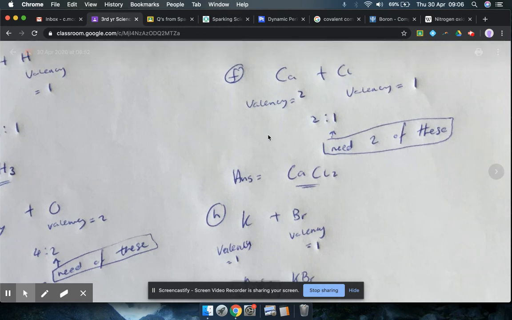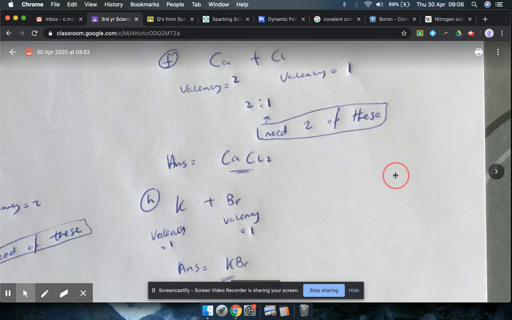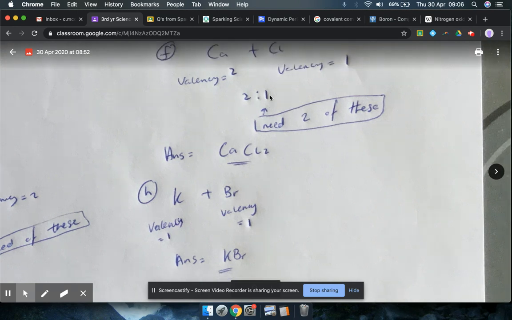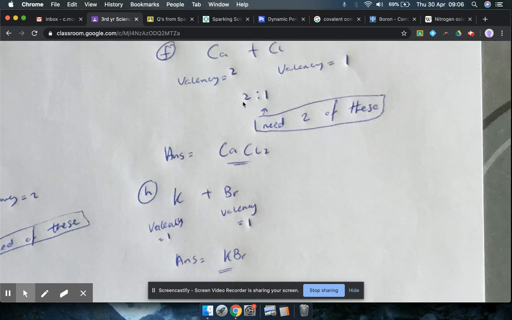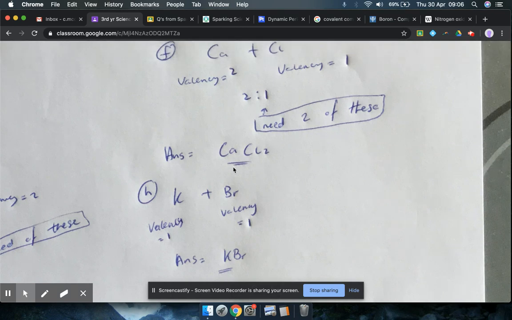Right, calcium plus chlorine. Calcium is in group 2, so it has a valency of 2. Chlorine is in group 7, it has a valency of 1, needs to get 1 electron. Again, this is quite an easy one. To balance out this ratio, I need this to become a 2, so therefore chlorine is Cl2. So it's CaCl2, and if I was to write out a ratio of this, it'd be 1 calcium is to 2 chlorine. So 1 Ca is to 2 Cl.